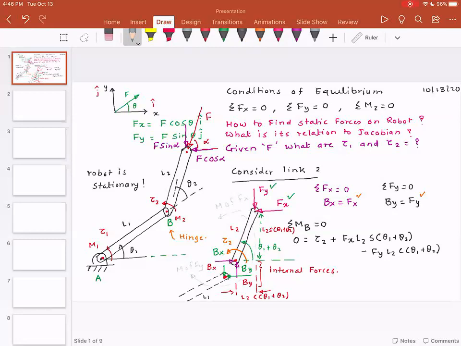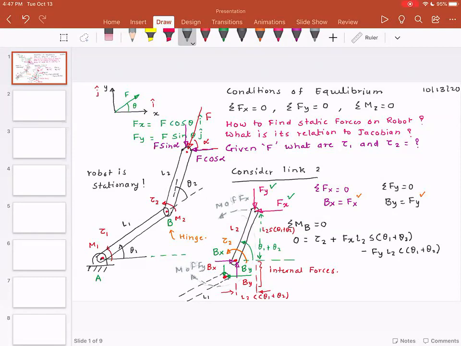Gray writing, yeah, I wanted it to be very light because this is just for your reference. Can you see now? That is just showing you the direction of the moment.